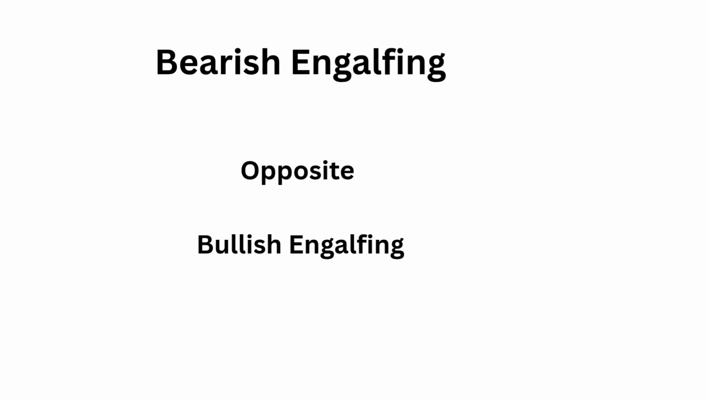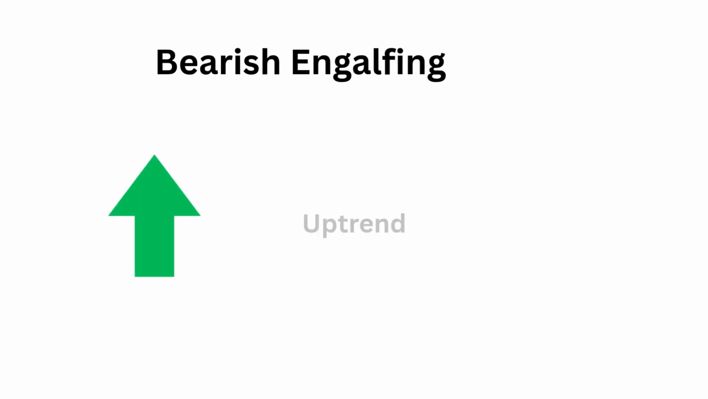Bearish engulfing candlestick pattern. Okay, so let's talk about the bearish engulfing. It's basically the opposite of the bullish engulfing. This pattern shows up after an uptrend, when the market's been moving higher and buyers are in control. Then suddenly, boom, things shift.